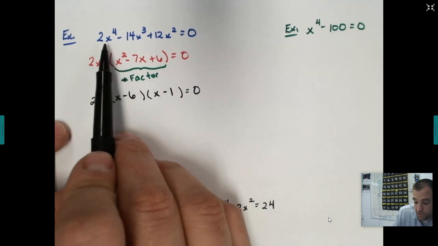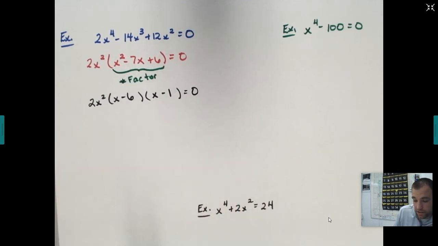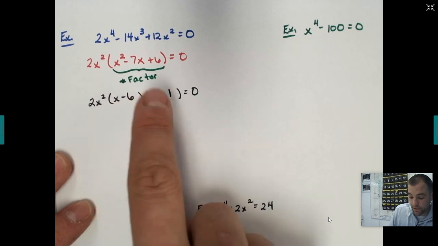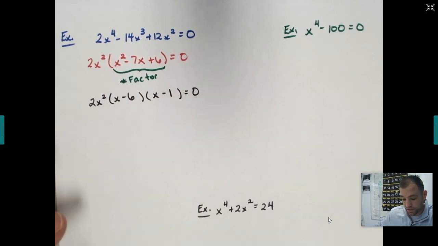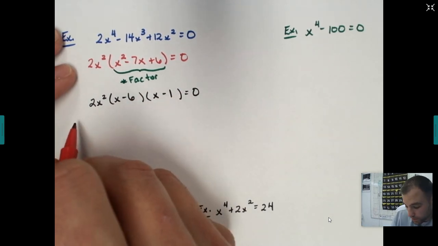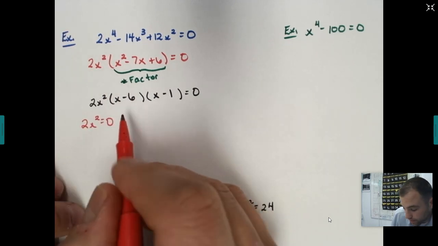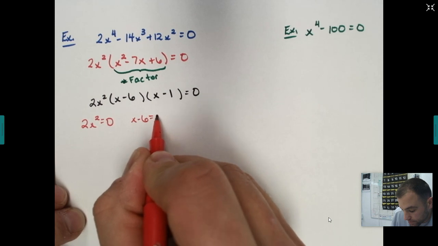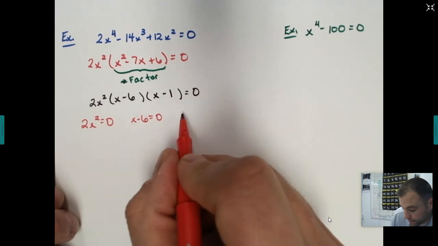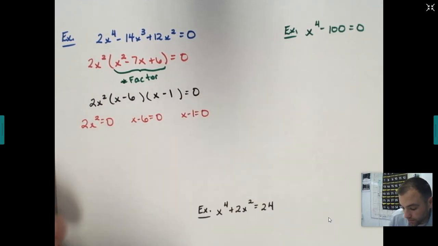So I have now taken this original problem and turned it into these 3 separate pieces. But my goal is to solve it. After you have factored everything out, I then have to take each one of these things and set them equal to 0. So I'm going to take this first one, 2x squared equals 0. Then x minus 6 equals 0. And then x minus 1 equals 0. And I'm going to solve each one of them separately.